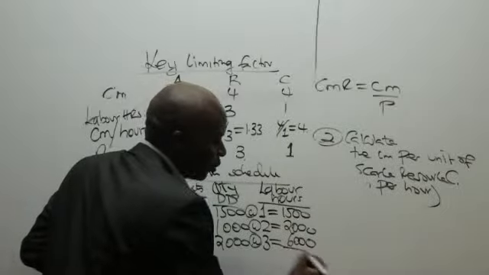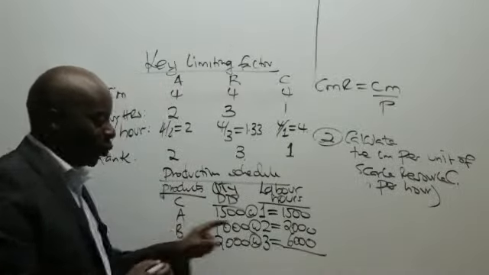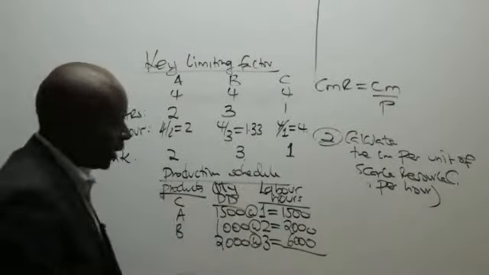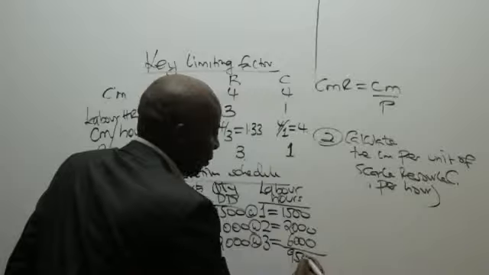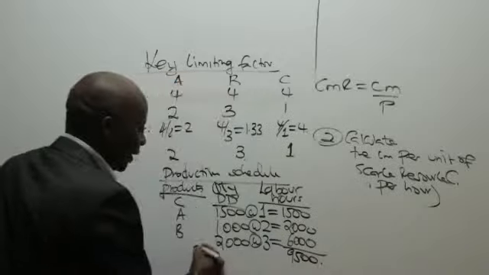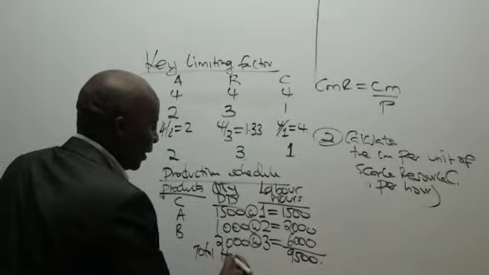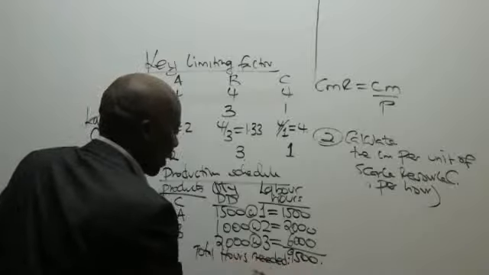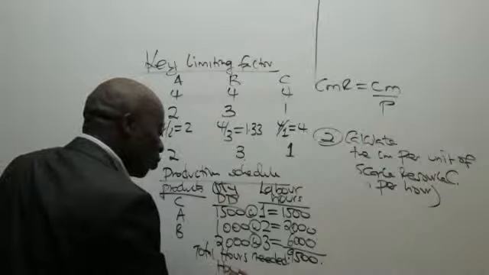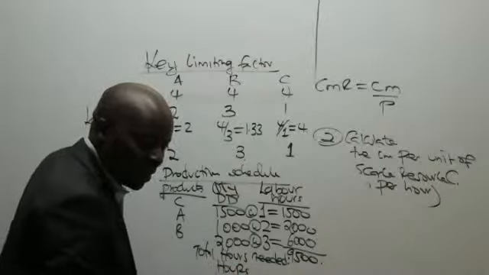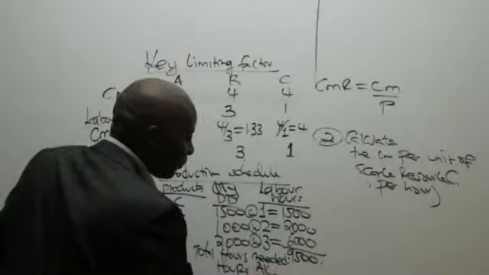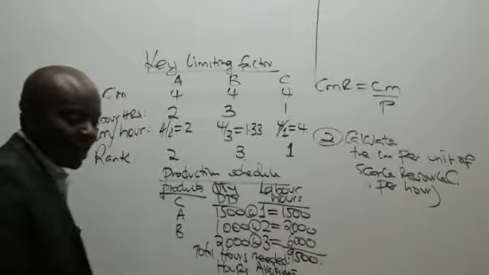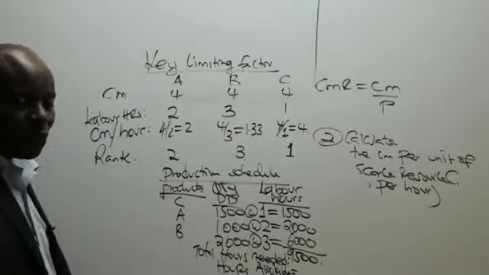As I give you a chance of writing, how many hours do we need in total? It is 9,500. These are the total hours which are needed. As I give you some time to write, I'll come and compare these with the hours which are available. How many labor hours do we have which are available?